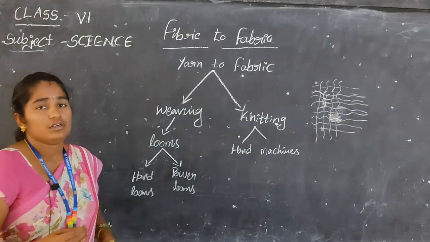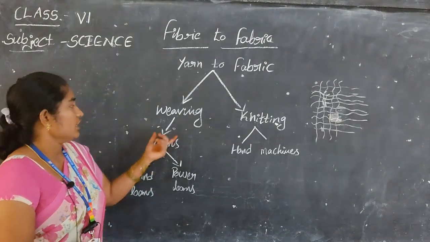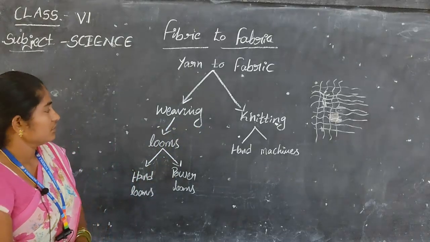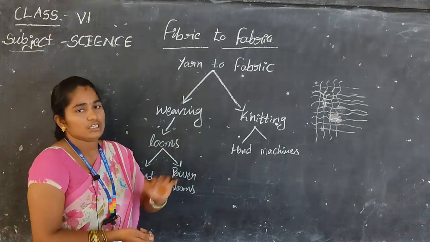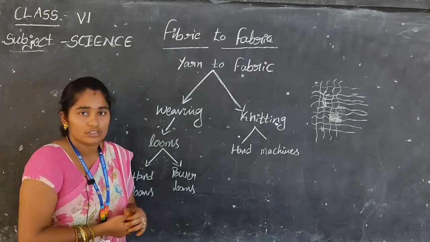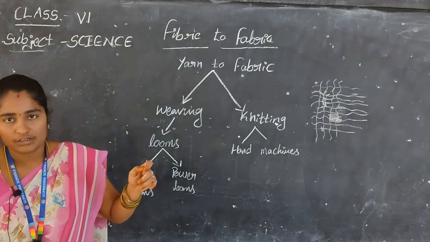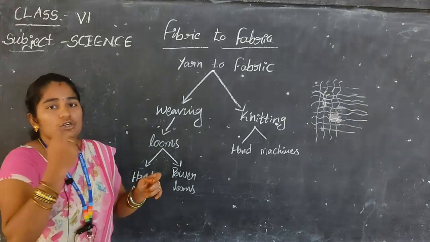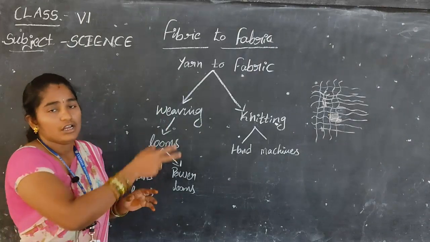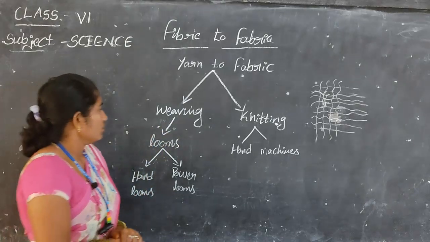For example, all types of fabrics are woven by this method, with two yarns, not one yarn. If you take any cloth and pull any thread, what will happen? There will be two layers, one horizontal and another vertical. The two yarns will open.